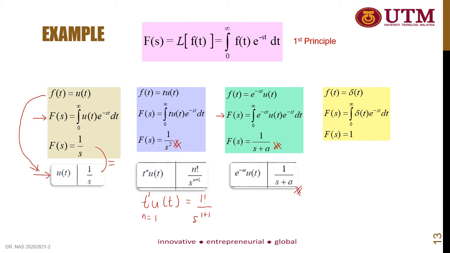Another example, when you have an impulse function, by using first principle you integrate them and you get F(s) equal to 1. When you refer to the Laplace transform table, when you have f(t) equal to delta(t), your F(s) equals 1. So it is the same as the answer by using the first principle.